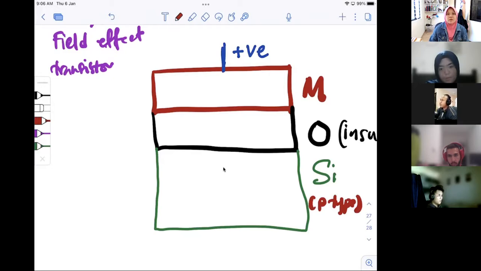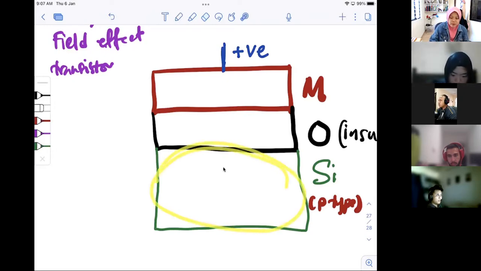Repel, madam. The holes repel. The holes will repel from where? From the top to the bottom. Okay, good. So because here the majority carriers are the holes, right? So the majority free carriers are the holes.